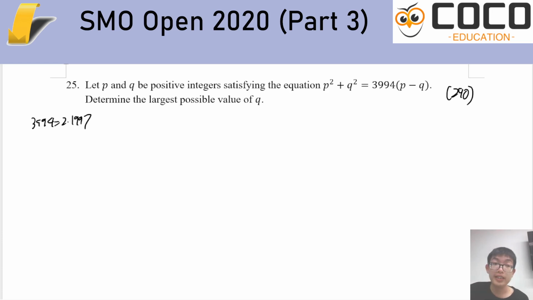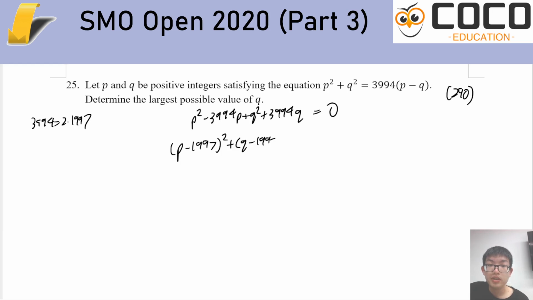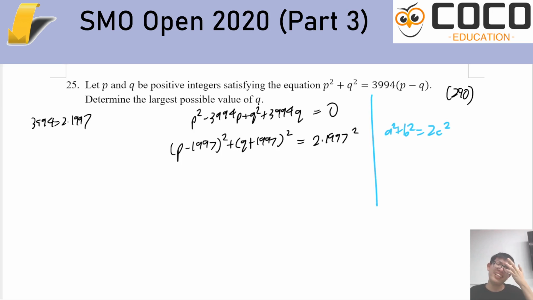Okay, let's start with what I think is quite an instinctive thing to do. Complete the square. Okay, so complete the square. It turns out that this becomes an equation of the form a squared plus b squared equals to 2c squared, which feels like there must be something to it, right? Well, you would not be wrong.